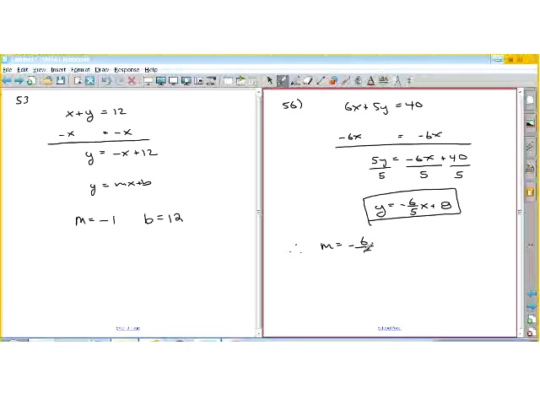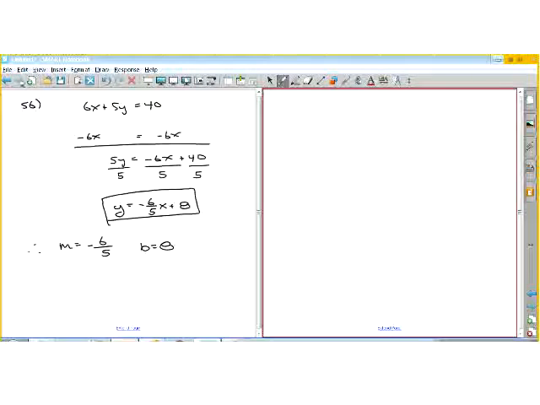So that's the answer for the first part. That's in the slope-intercept form, so you just have to look at the coefficient in front of x, that's the slope, and b is the other constant that we have left over here. So the slope is -6/5, and the y-intercept is 8.